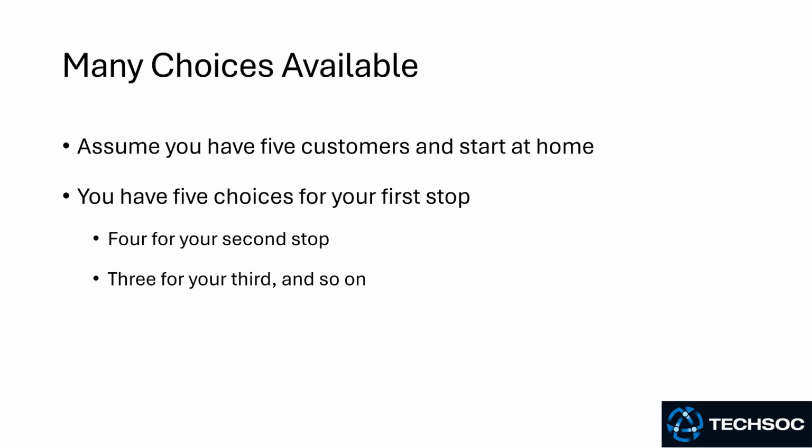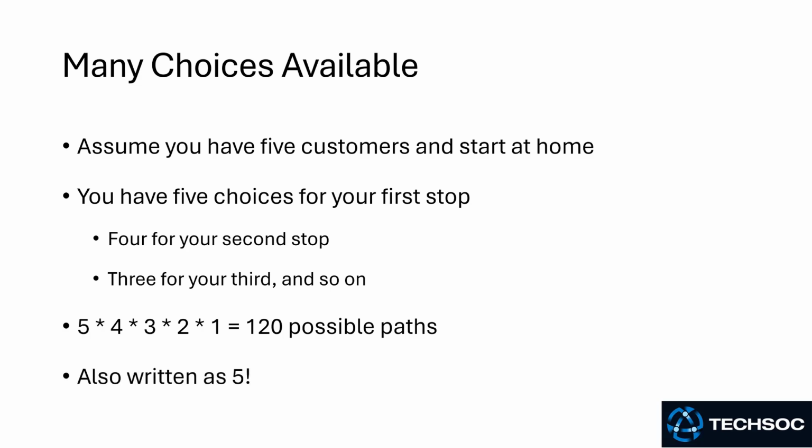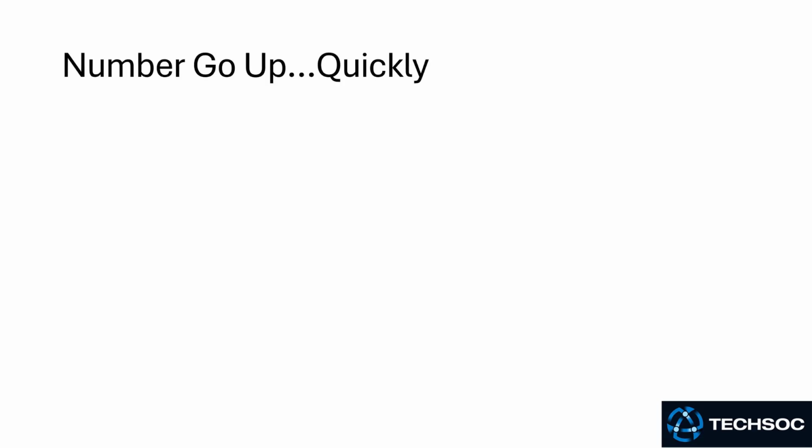How many combinations is that? Well, you have 120 possible paths. Again, 5 for the first, 4 for the second location, then 3, 2, and 1, and then you return home. This is also written as 5 factorial, which is 5 with an exclamation mark after it. But now let's see how the numbers increase, and in fact, they do go up quite quickly.